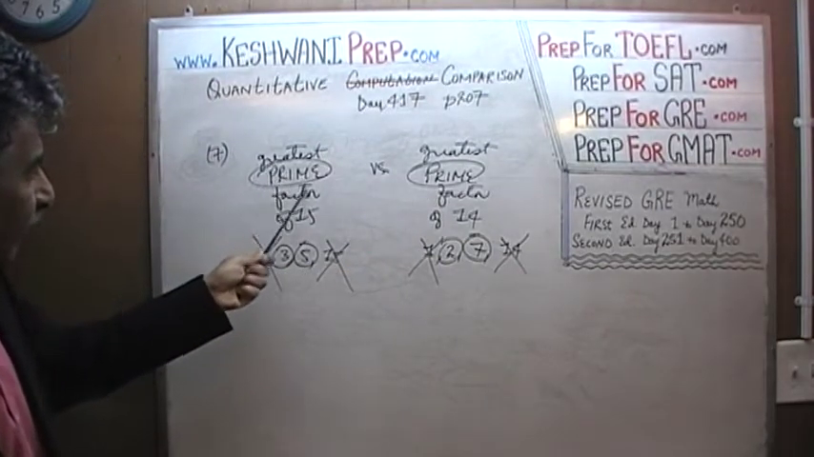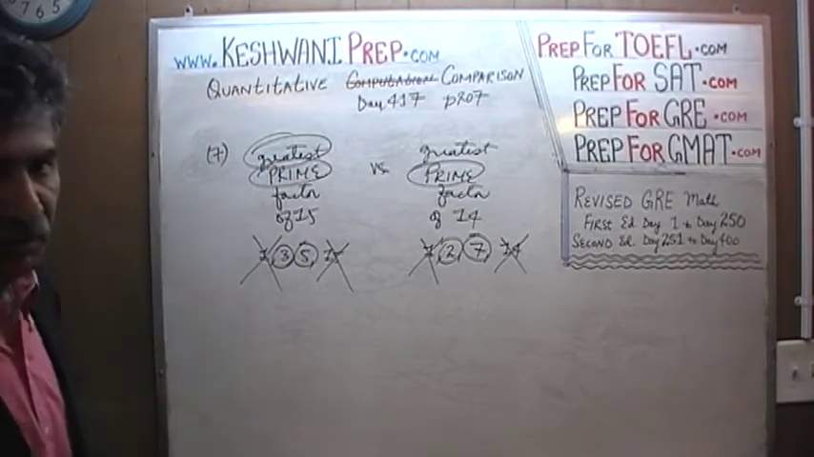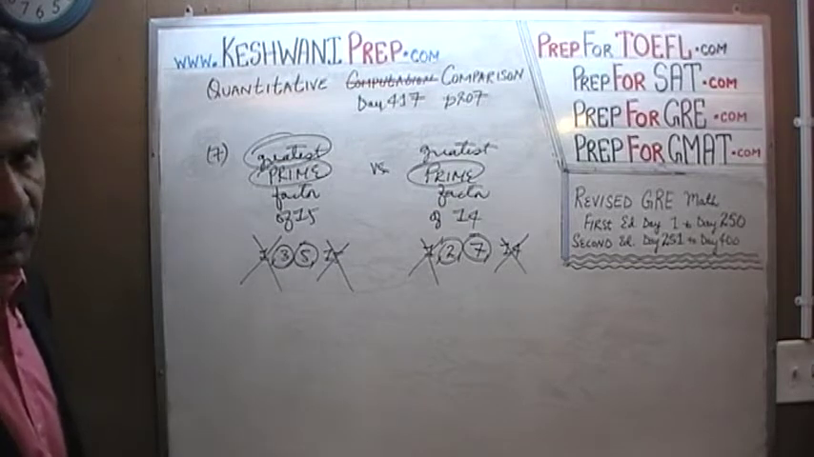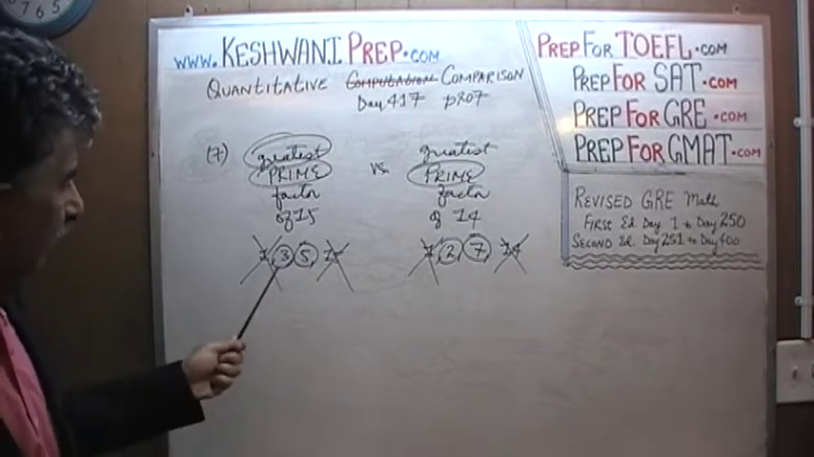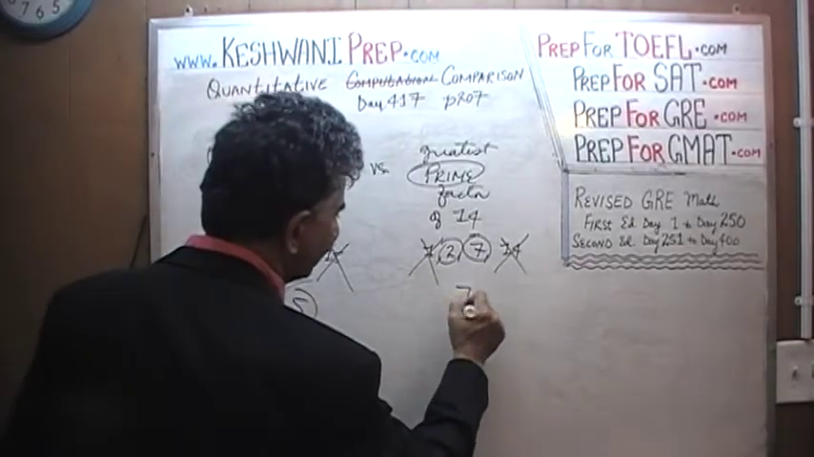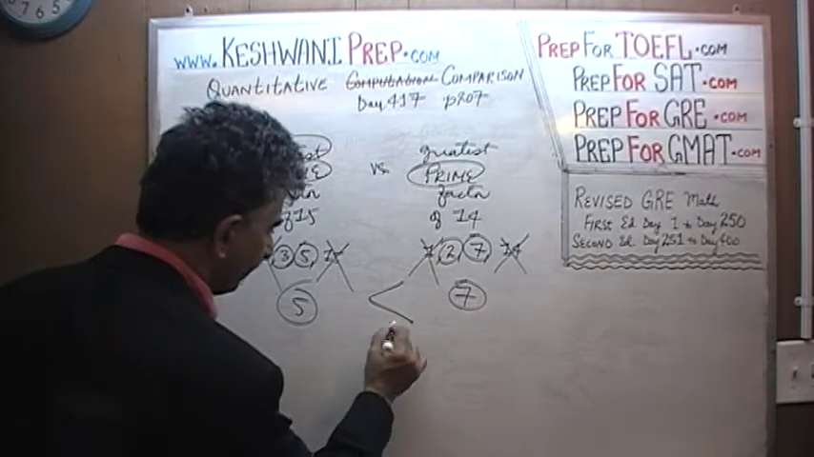Strictly speaking, the greatest prime factor is not proper grammar here, but they didn't want to give it away because there are only two of them. It's not the greatest, it's the greater. The greater of the two is 5. And similarly here, the greater of the two is 7, because 7 is more than 5. Because 7 is more than 5, the answer is B.